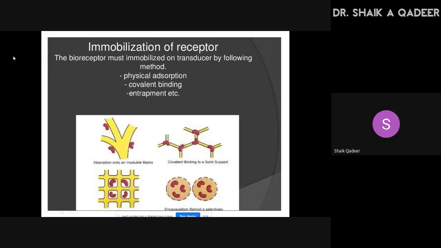Write down the methods available for immobilization are as follows. First one, write down, physical absorption. Please correct it. It is not D, it is B. Physical absorption.